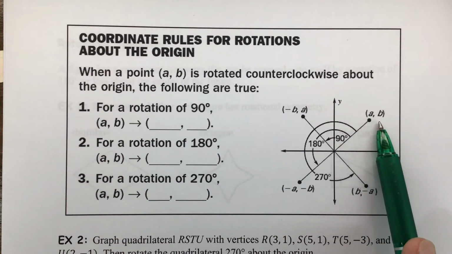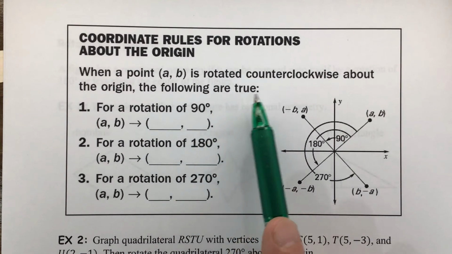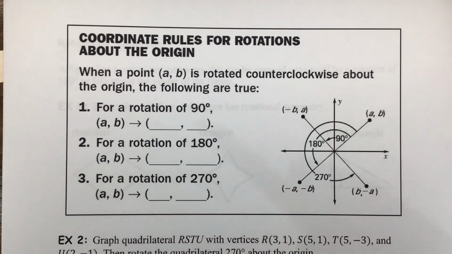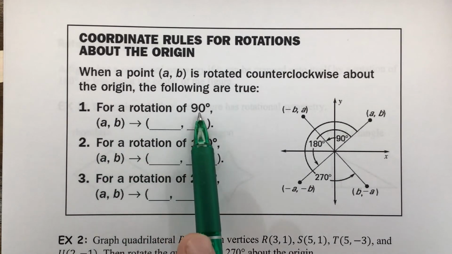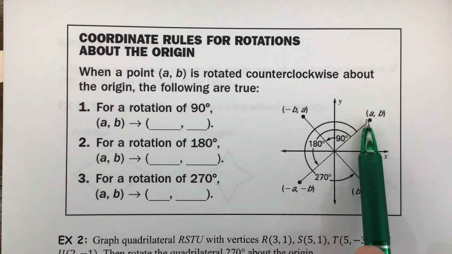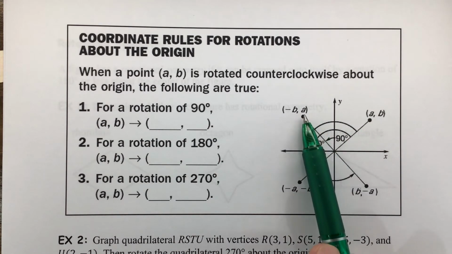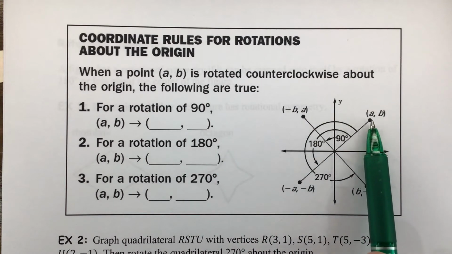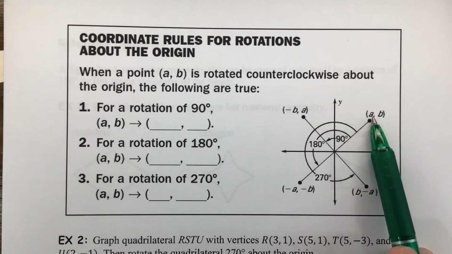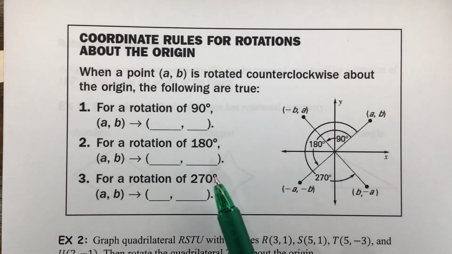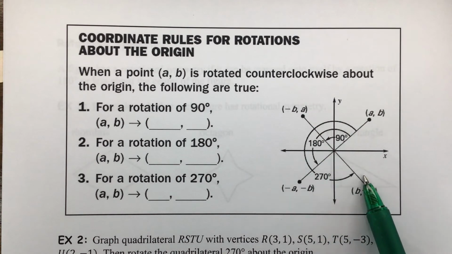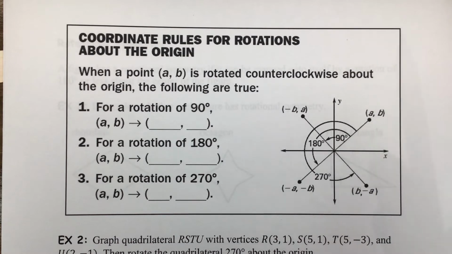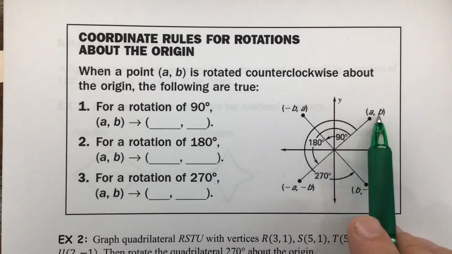So here's A and B. When you rotate, you're always rotating counterclockwise unless otherwise told. So when we rotate the coordinate 90 degrees, it's going to take you from quadrant 1 into quadrant 2. If you rotate 180 degrees, you're basically doing 90 twice, which is going to take you all the way to quadrant 3. And if you rotate 270, that's the same thing as 90 three times, so that's going to take you all the way to quadrant 4. And then if you did another 90, it would be 360, and you'd be right back at the spot you were in.